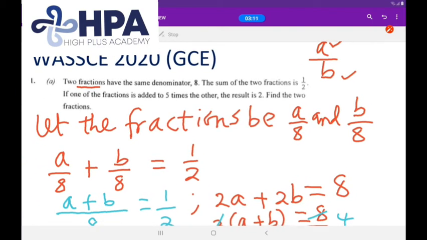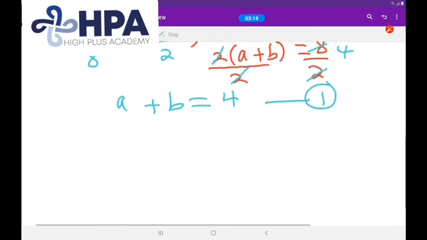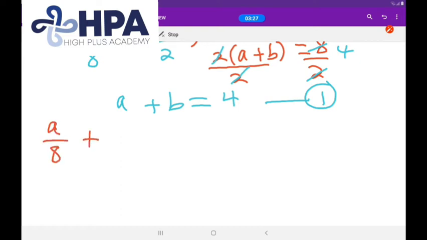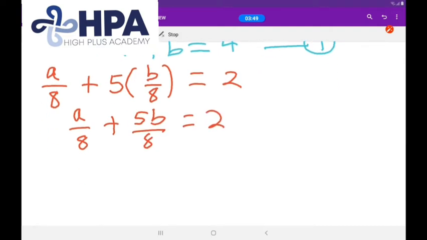If one of the fractions is added to 5 times the other, the result is 2. Look at that. So the question means that what? One of the fractions, let's say 1 over 8, when added to 5 times the other one, the question says that what? The result is 2. So we can now have A over 8, look at that, plus 5B over 8 equals to 2. We can do the same. The LCM here is 8, right?